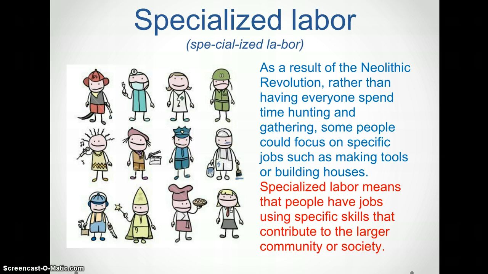You can see in this picture these little cartoon characters represent different jobs that people have. Not everyone has to just make the food all day long. People can be doctors or lawyers or scientists.